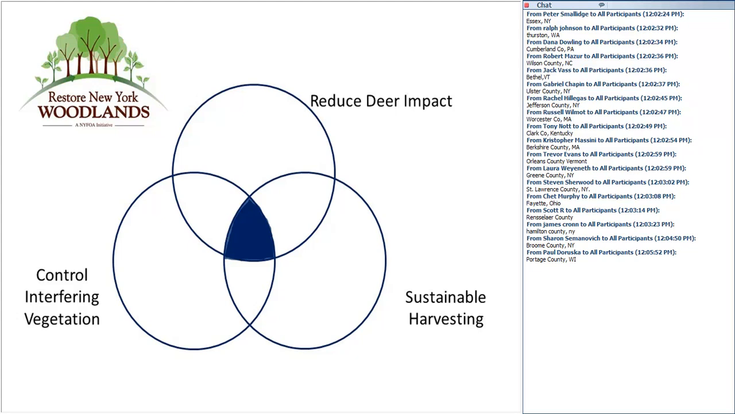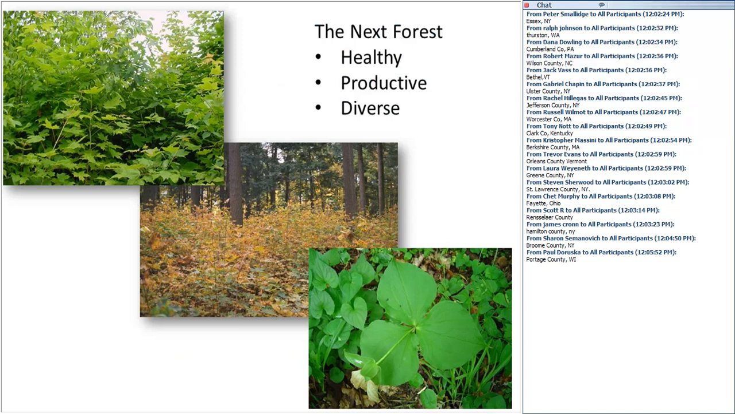That's the initiative as NYFOA named it. In New York, this coalition thinks of it more as the third growth forest, making sure that we can regenerate and reproduce the next stand. And we can have success in that when we reduce deer impacts, when we manage and provide for sustainable harvesting, and when we control interfering vegetation. So the overlap of those three needs should result in our ability to regenerate the next forest.